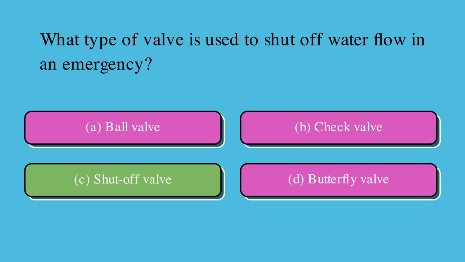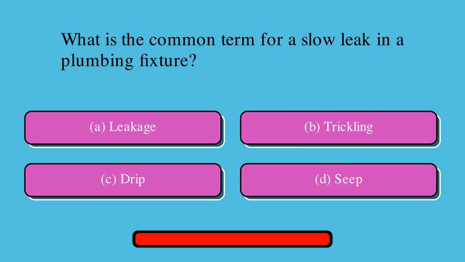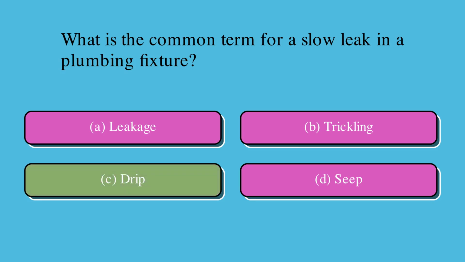The correct answer is C, shutoff valve. What is the common term for a slow leak in a plumbing fixture? Is it A, leakage, or B, trickling or drip, or D, seep? The correct answer is C, drip.